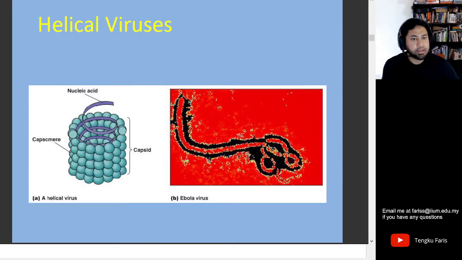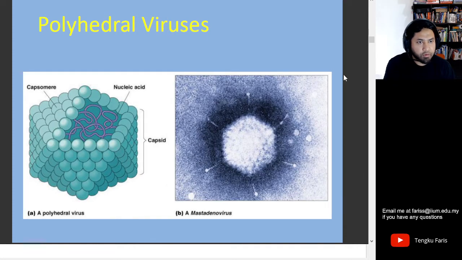Okay, we move to the helical viruses. So this is the capsid. Inside it you have the single-stranded DNA or RNA. The capsid is arranged in the helical form, and this is true in the case of Ebola virus. For the polyhedral, you can see the nucleic acid inside is encapsulated by the capsid. You can see the capsomere there. This on the right is an example of adenovirus.